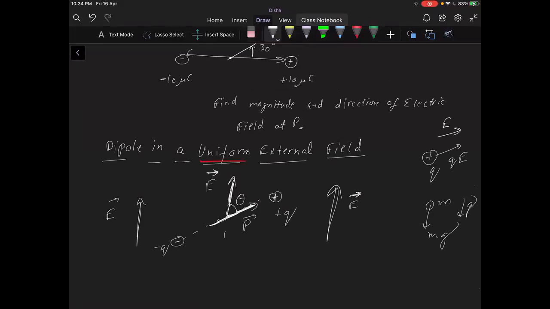That's the key point here. Okay, so let's not get confused here. One is field due to the charge and one is field that is due to something else. We don't know, some external factor, and then it interacts with the charge.